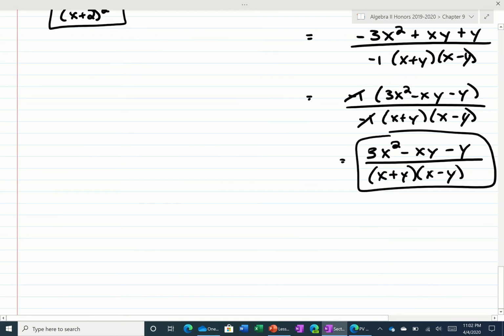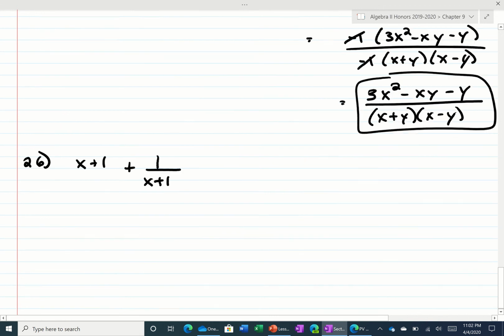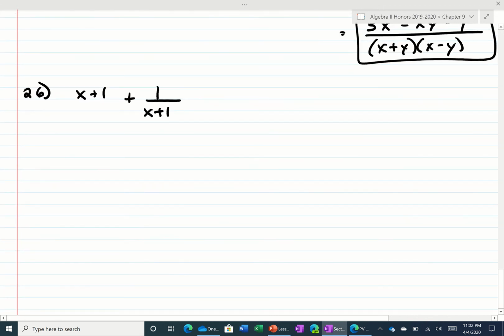All right, so I'll do a couple more here. Number 26, it says we have x plus 1 plus 1 over x plus 1. And I'll pick one on the worksheet too. I asked you to do 1 through 6, so let me pick a good one here. 1's like what we did in class, 2 is like this one, 3 is easy, 4 is easy, 5 looks interesting.